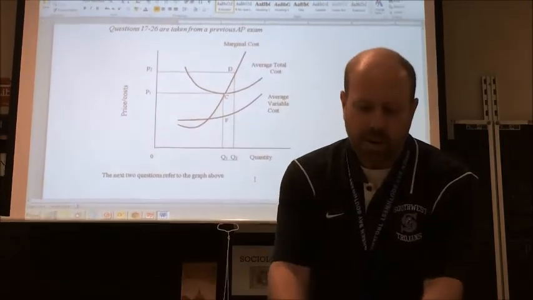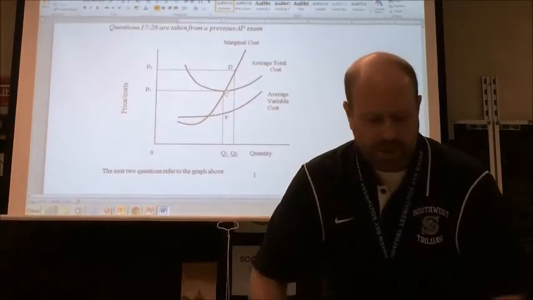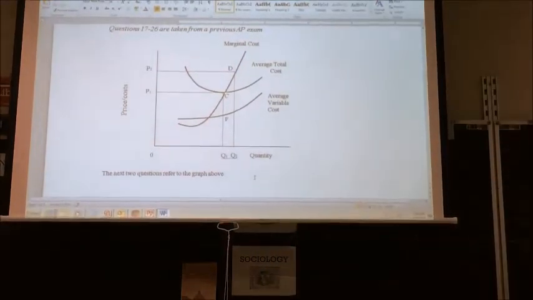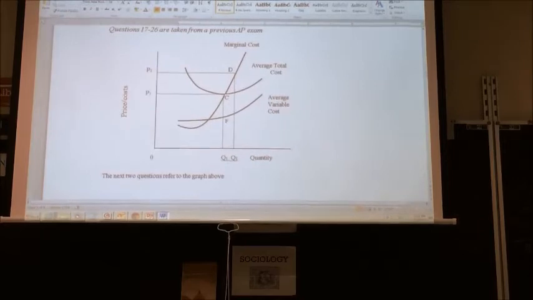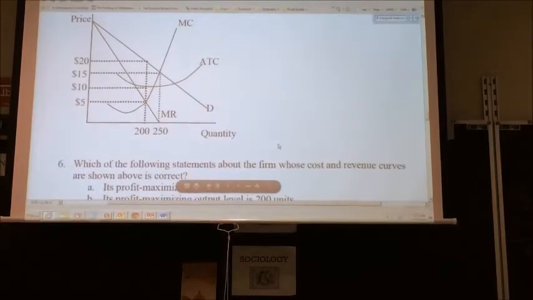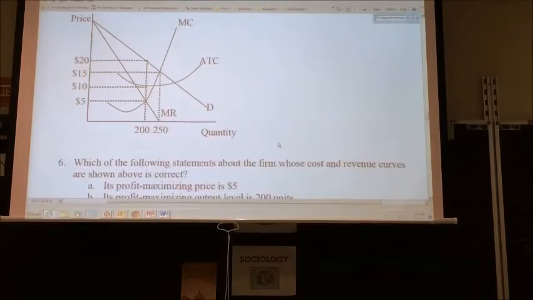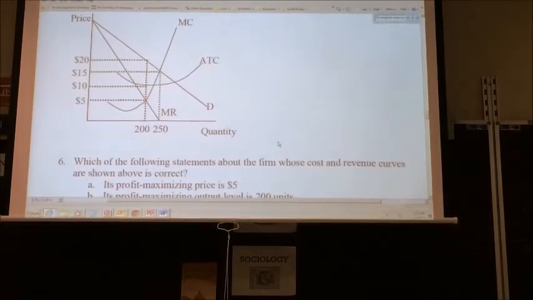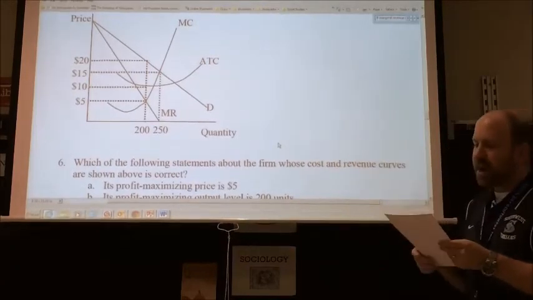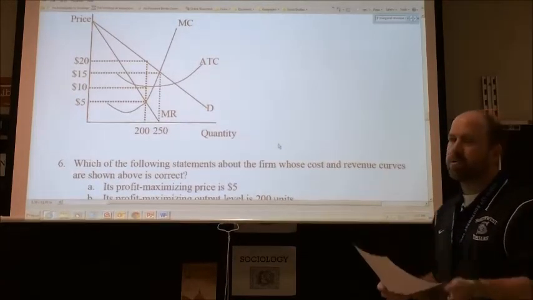All right, we're going to start by going over the review questions. The first one, actually, we had this other graph. And the question is, which of the following statements about the firm whose cost and revenue curves are shown here are correct? Out of these 5 answers, only one of them is true.